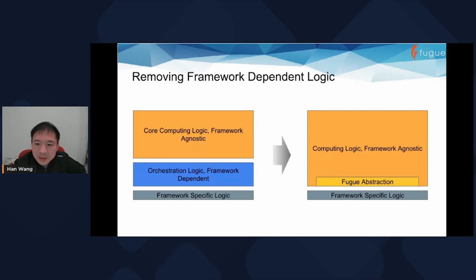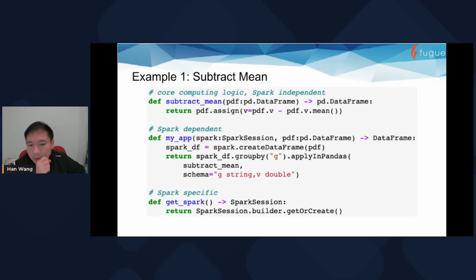So with this design, you will see that the need of integration test is almost non-existent. So let's take a look at an example. So here is the function that we talked about, the first example, right? Now let's see how we can rewrite my app using Fugue to make it more testable.